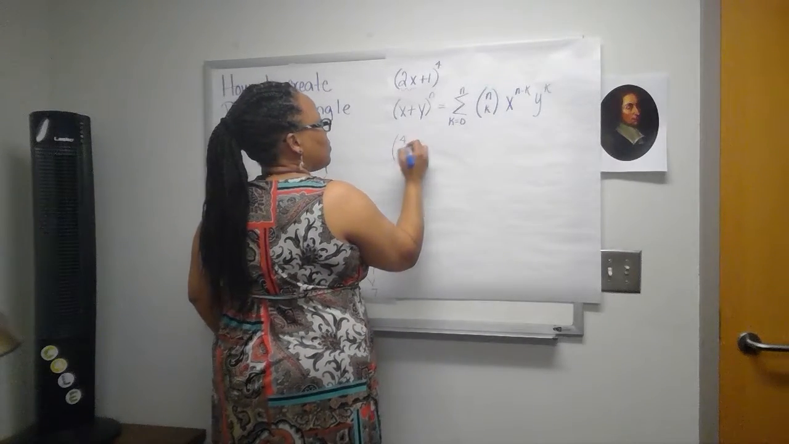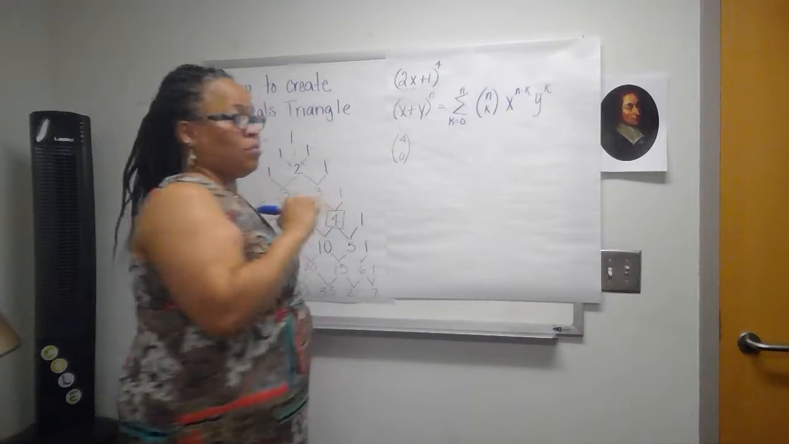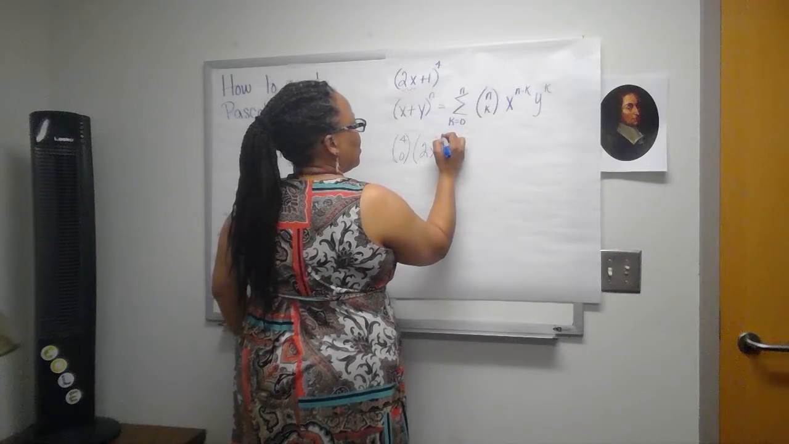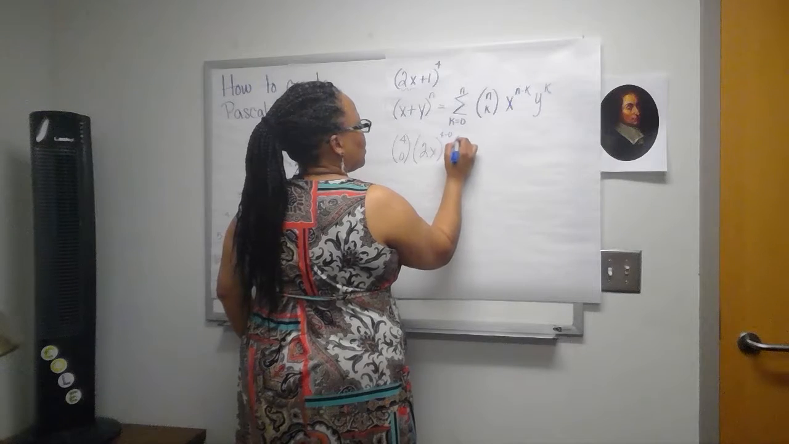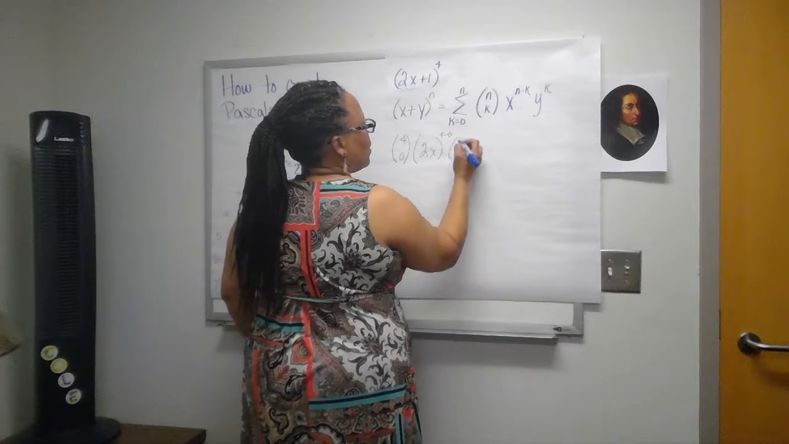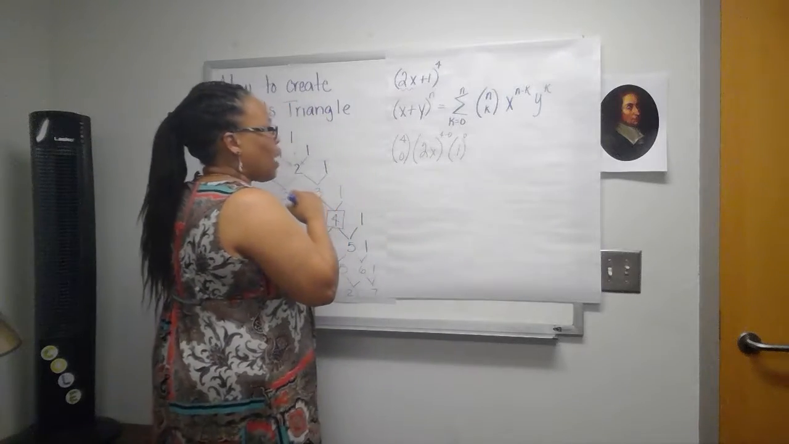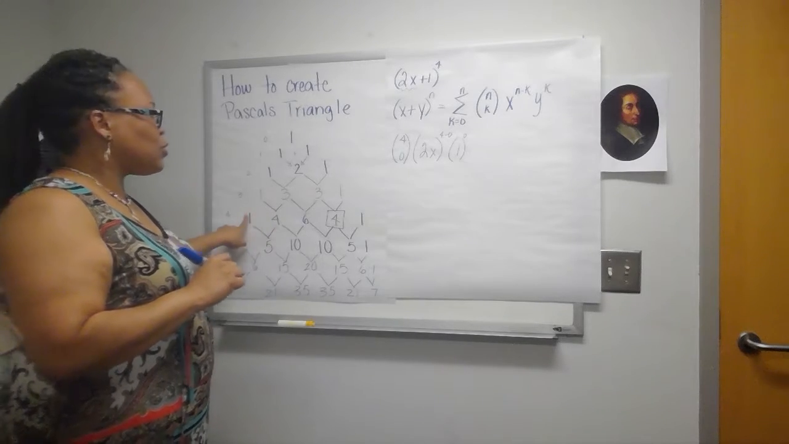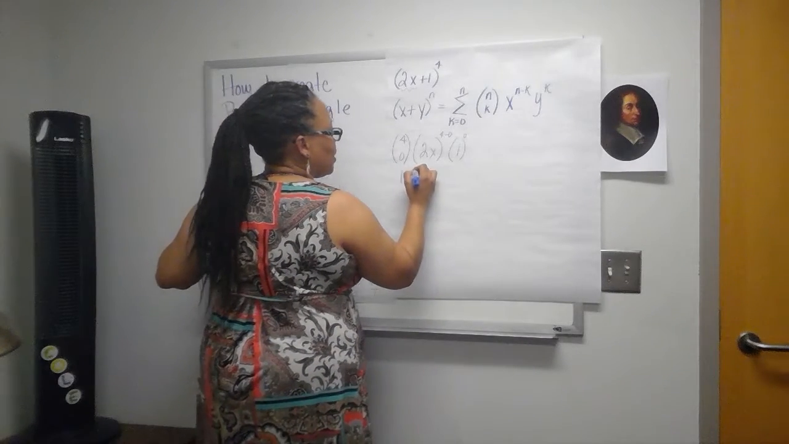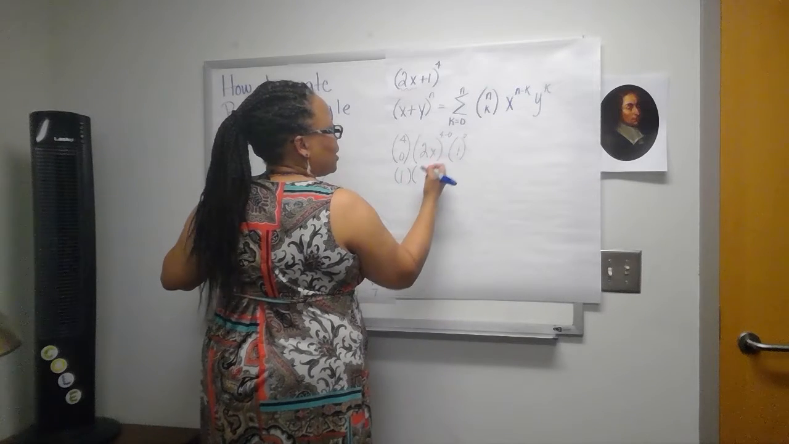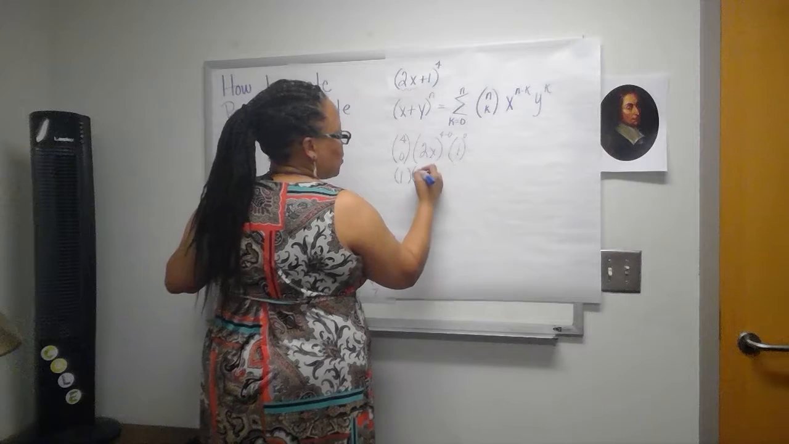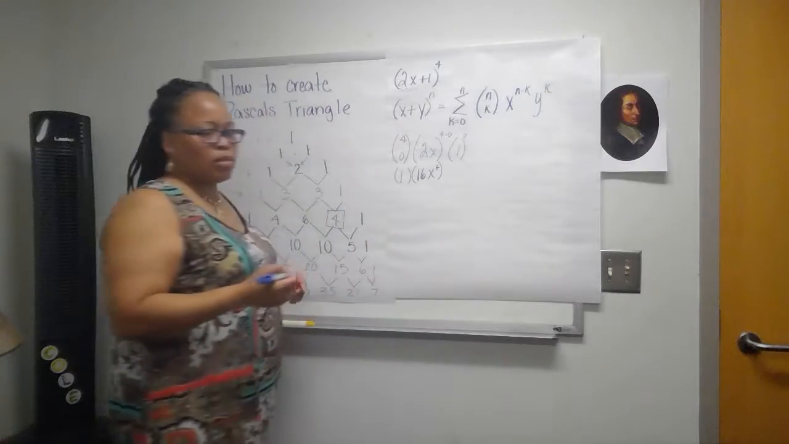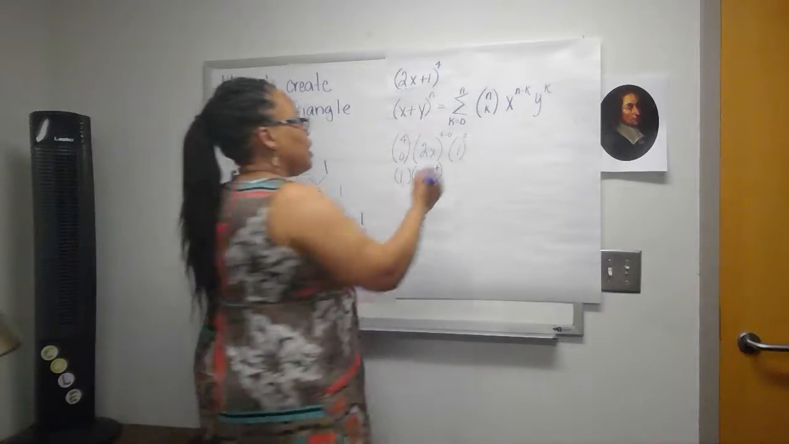n is 4, k is 0. Then we're going to multiply by 2x to the n, which is 4 minus 0, times y, which was just 1, to the k, which is 0. And then now we go to row 4, choose 0, and remember that first term is just 0. So we get 1 times 2 to the 4th, which is 2 times 2 times 2 times 2, which is just 16x to the 4th times 1. 1 to the 0 is just 1. And remember, it's a sum.